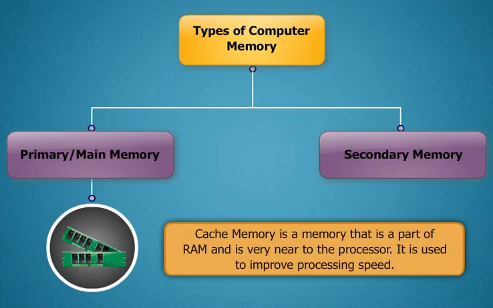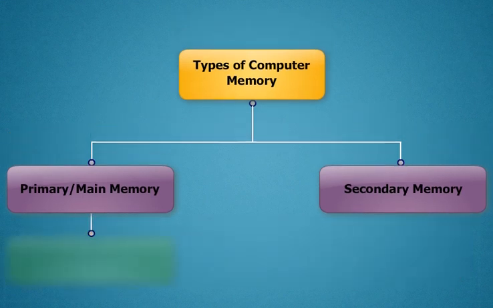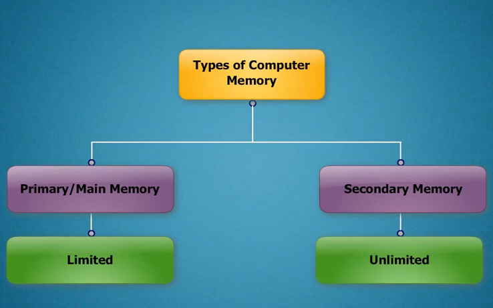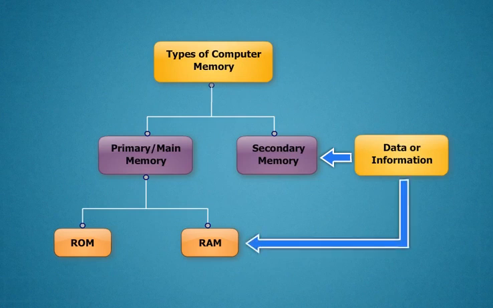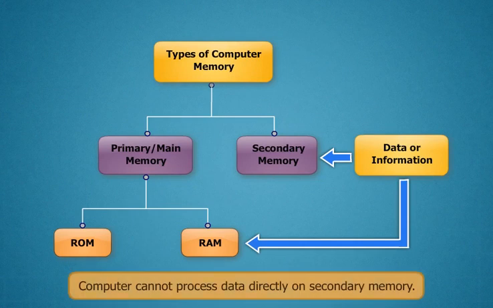Cache memory is a memory that is a part of RAM and is very near to the processor. It is used to improve processing speed. Primary memory is limited, so to store unlimited data, we use secondary memory. Let us understand why it is secondary. Any data or program that is kept on secondary memory needs to be copied to RAM to get used by the computer. Computer cannot process data directly on secondary memory.